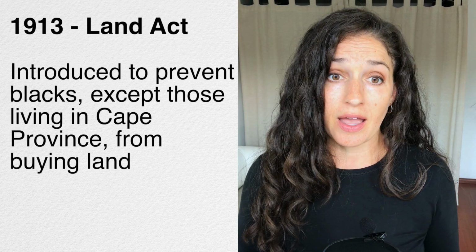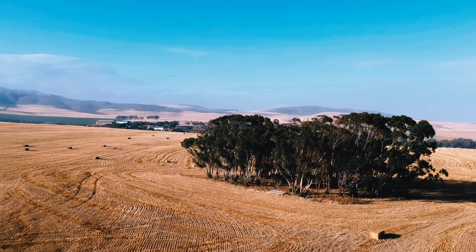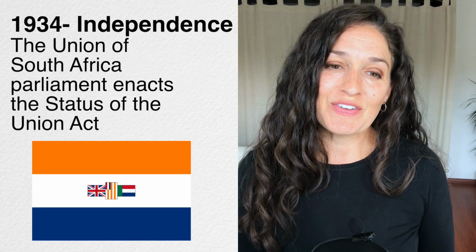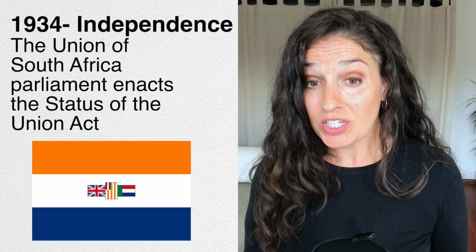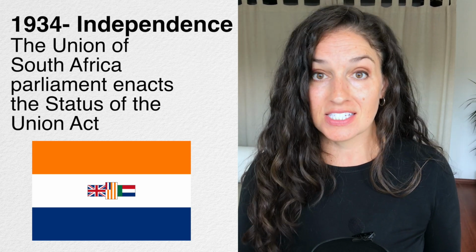Now, between 1910 and 1948, we saw the Union of South Africa being created. So in 1913, there was the Land Act. This was introduced to prevent blacks, except those living in the Cape Province, from buying land outside of reserves. In 1934, the Union of South Africa Parliament enacted the Status of the Union Act, which declared the country to be a sovereign and independent state.